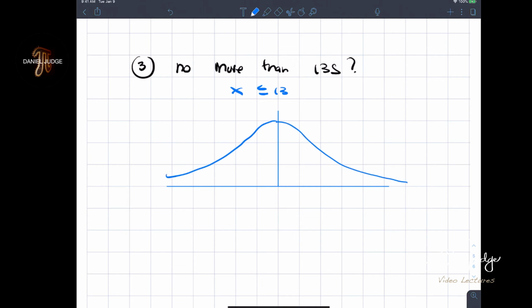The mean here is 100. 135 is to the right here. No more than 135, ladies and gentlemen. What numbers are no more than 135? Numbers to the left of 135. So we're shading the bell like this. These are all x values.